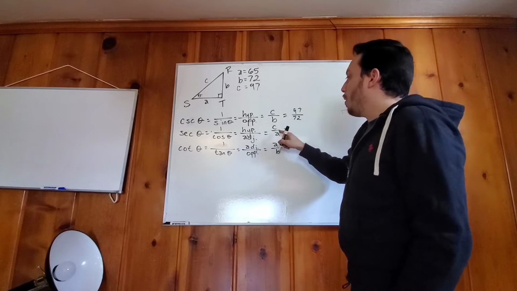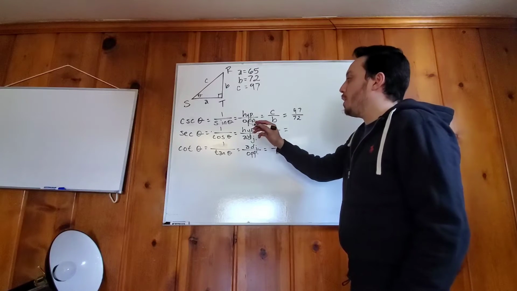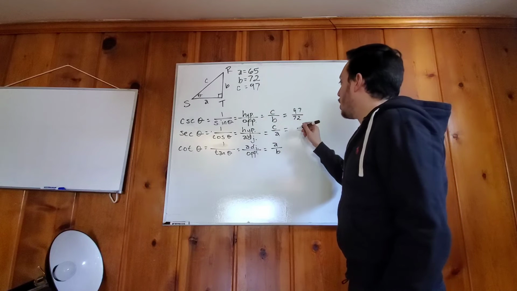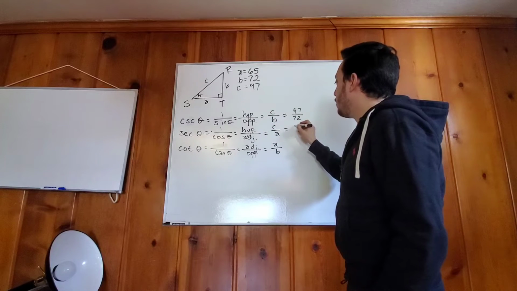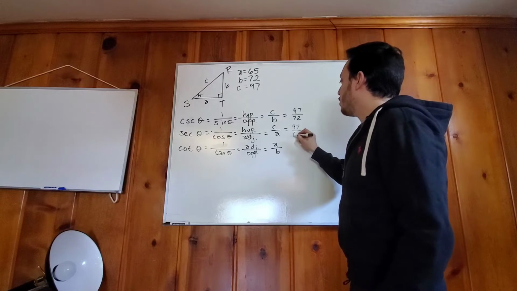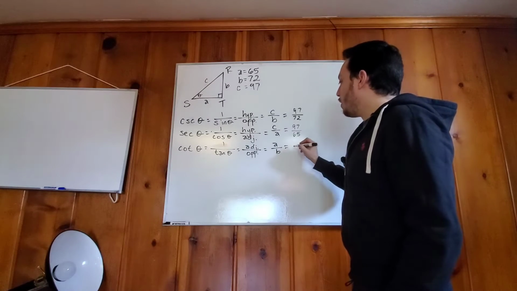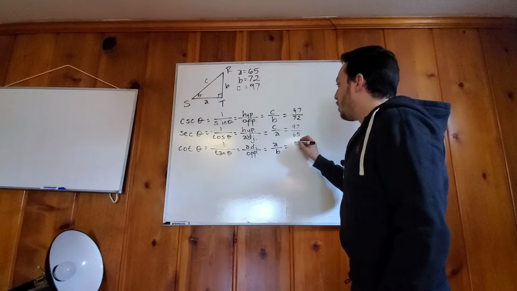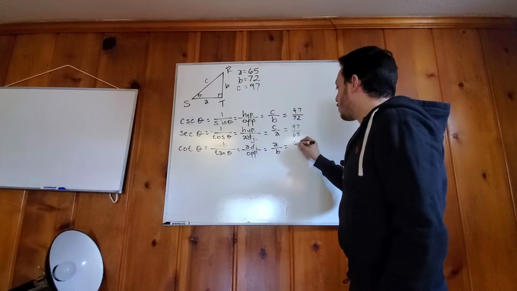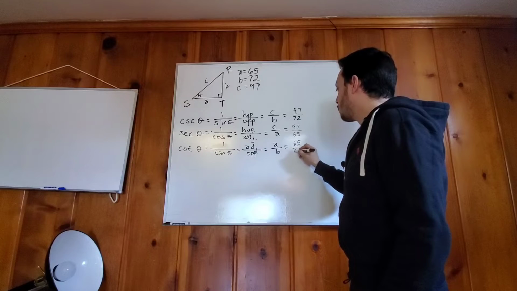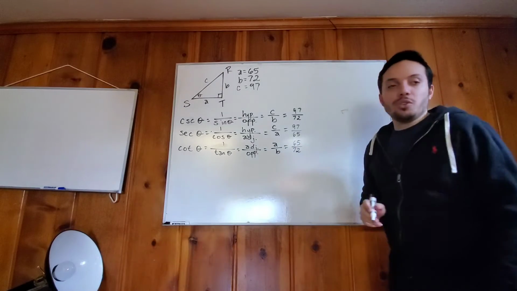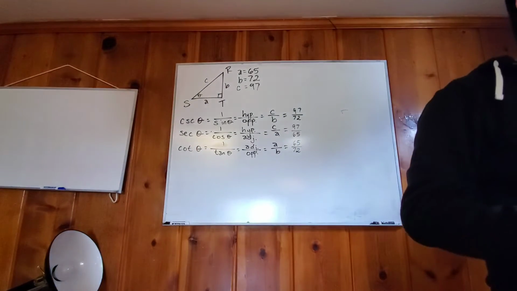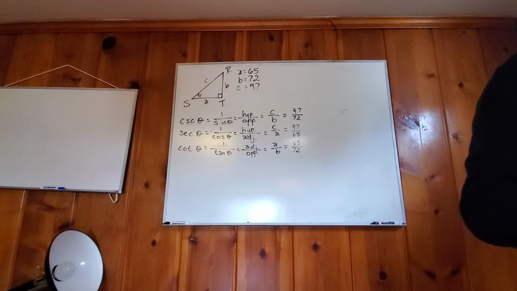Yay! Then we have C over A for secant theta, which is 97 over 65. And finally, we have cotangent theta, which is A over B, which is going to be 65 over 72. And there you go. Everybody should know how to do that because it's pretty easy.